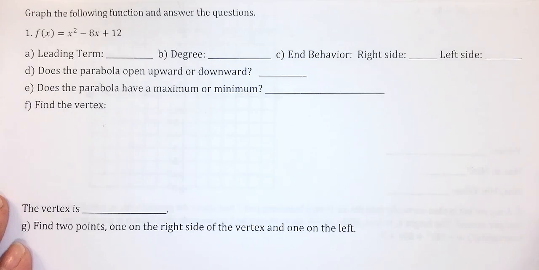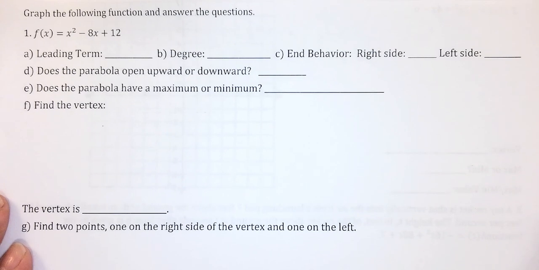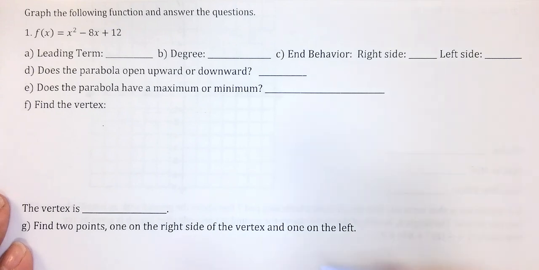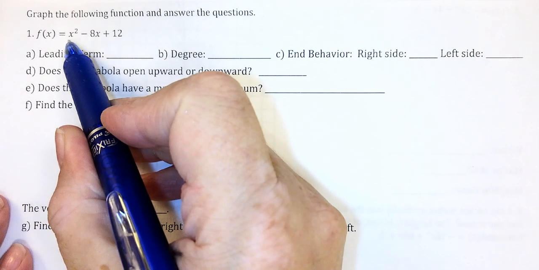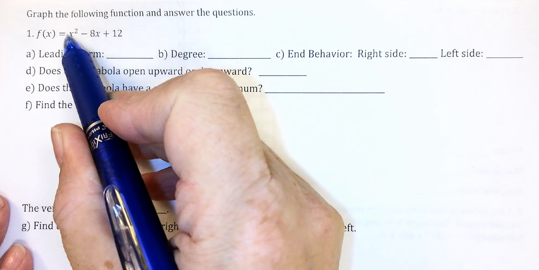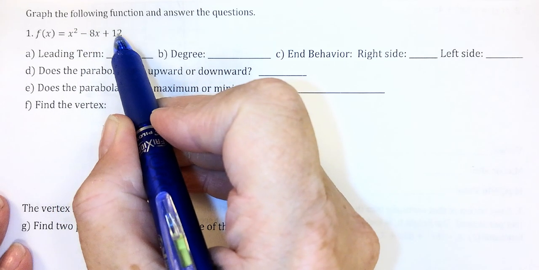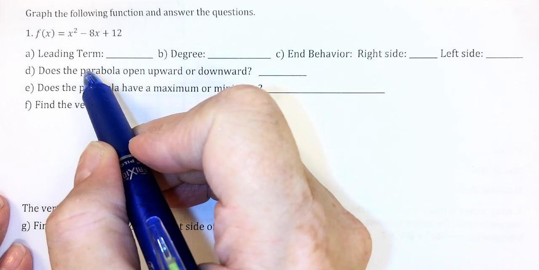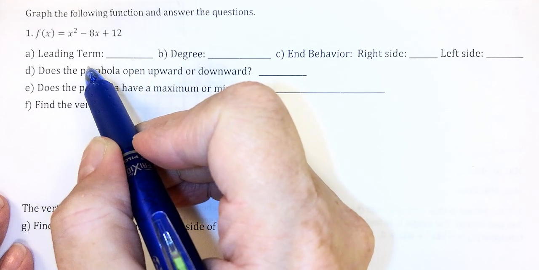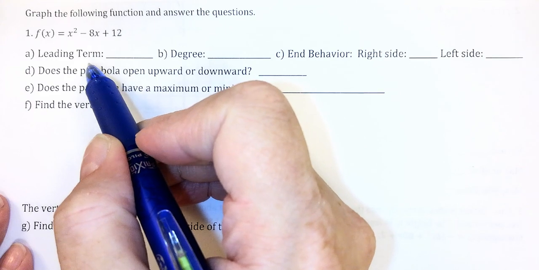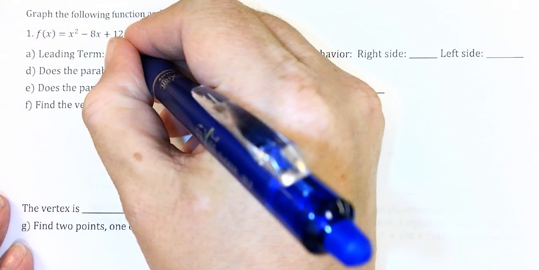Today we're learning about how to graph a quadratic function. The first question asks us to find the leading term. We can only determine the leading term if our function is in descending order. Our function is in descending order because it has our highest term or degree first, and then it goes down to the constant. So our leading term would be the term which has the highest exponent, and in this case it's the x squared.